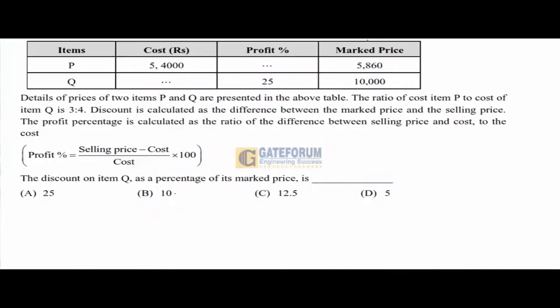Hello, ladies and gentlemen. This is the question paper for Biotechnology General Ability, GATE 2021. Let us tackle the first question.